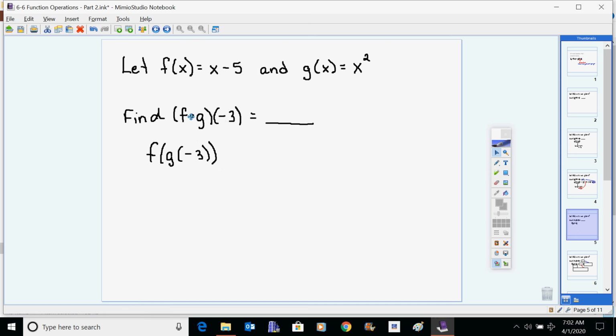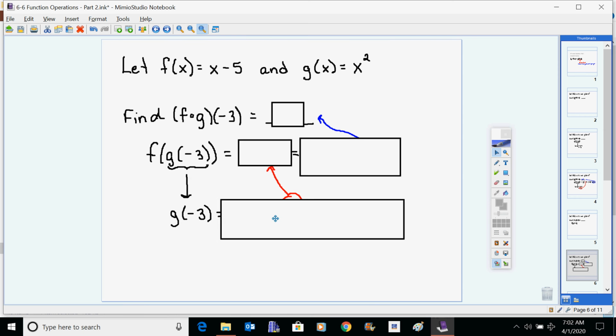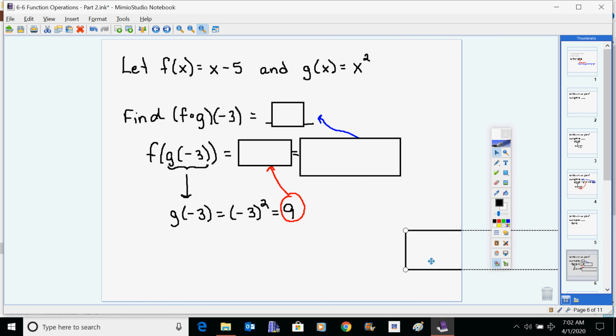So if I take f of g of negative 3, well, here you're going to do the g of negative 3 first. Same g function, okay? But look, we're doing it in the opposite order. So you're going to take negative 3 and use this function. So you're going to square it, because g of negative 3 is negative 3 squared, and that gives you 9.